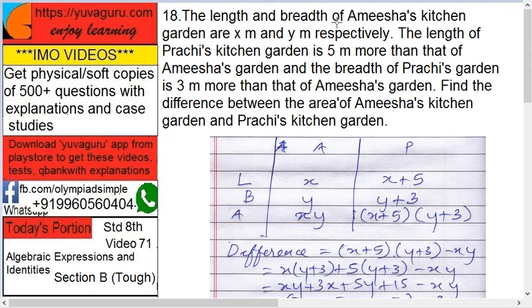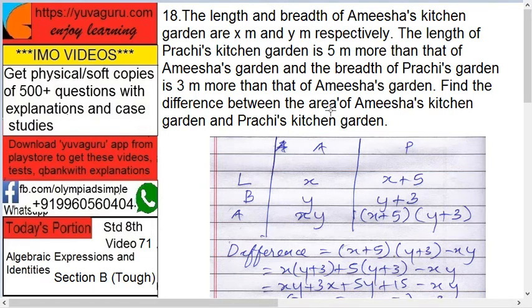The length and breadth of Amisha's kitchen garden are x meters and y meters respectively. The length of Prachi's kitchen garden is 5 meters more than that of Amisha's garden, which means the length is 5 more. And the breadth of Prachi's garden is 3 meters more than that of Amisha's garden, which means the breadth is 3 meters more. Find the difference between the areas of Amisha's and Prachi's kitchen gardens.